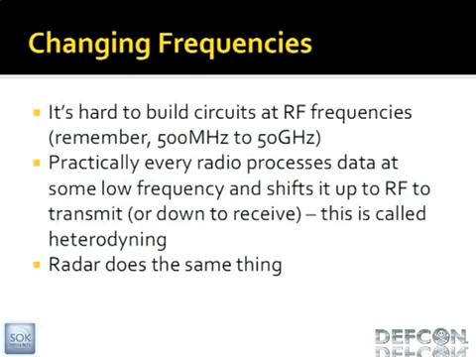So the way that virtually every single radio works is they process the data at some low frequency. If you have a voice, like FM radio or something, the transmitter is just recording audio and it's processing audio. And then when it gets ready to transmit, it just magically shifts that signal to the frequency it's transmitting at, up to 100 megahertz or something. And what this is called is heterodyning. Radar pretty much works the exact same way in almost every case.